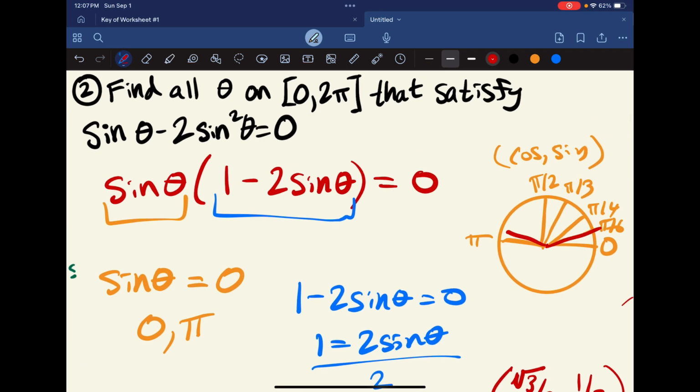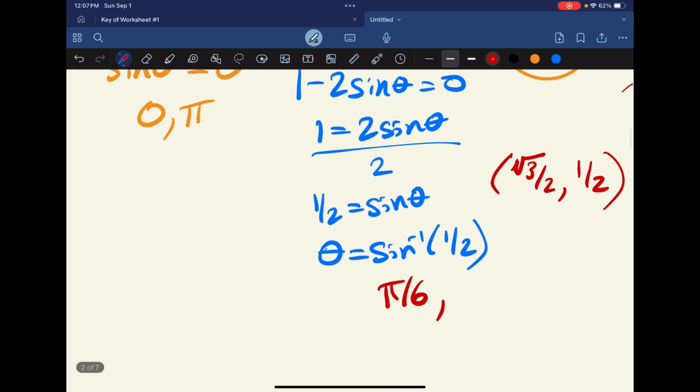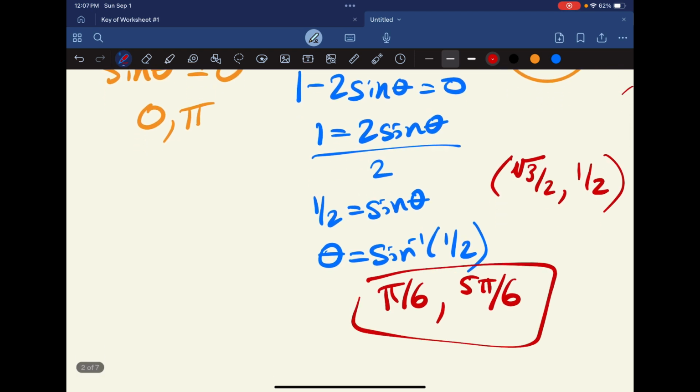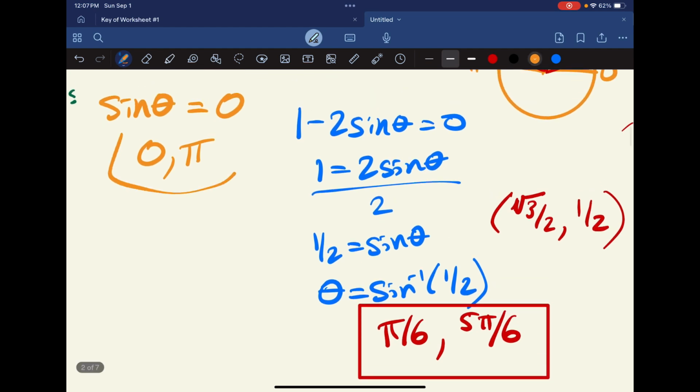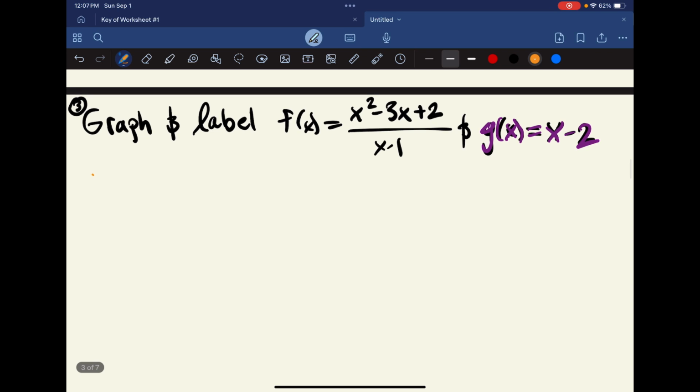And then also our quadrant 2 rendition of pi over 6, which will be 5 pi over 6, also has a sine value of 1/2. So you would have 4 answers to this question: 0, pi, pi over 6, and 5 pi over 6.